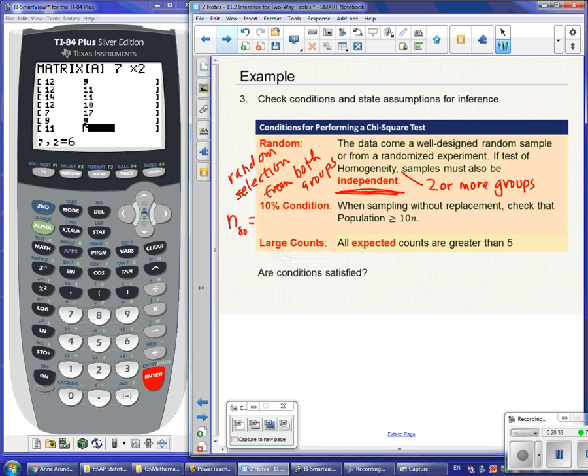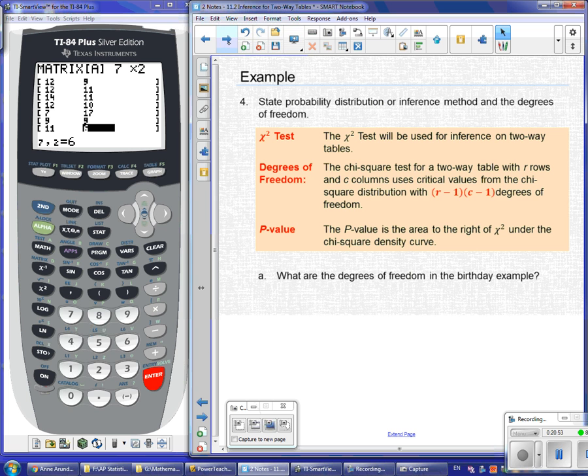So if I'm looking at my population for 1980, I know my population for 1980 is going to be greater than or equal to 770, and I know my population for 93 is going to be greater than or equal to 10 times 73 or 730. So those conditions are met, and again, we already saw that all of the expected counts were in fact greater than 5, so all of our conditions are satisfied.